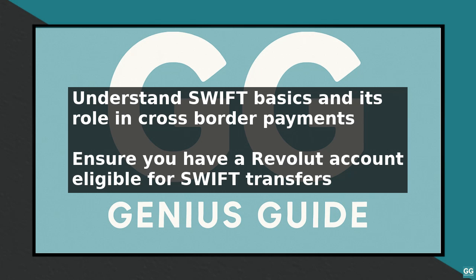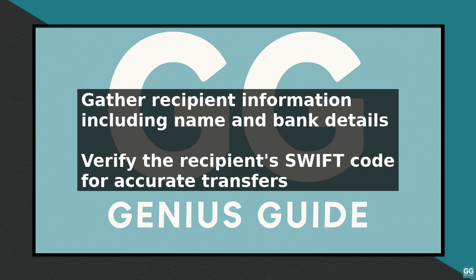Next, gather the required information for the recipient, including their name, bank address, SWIFT code, and account number. The SWIFT code is an 8 or 11-character code that identifies the recipient's bank. When initiating a SWIFT transfer, select the currency you want to transfer and enter the recipient's details. Double-check the information for accuracy, as errors can lead to delayed or failed transfers.